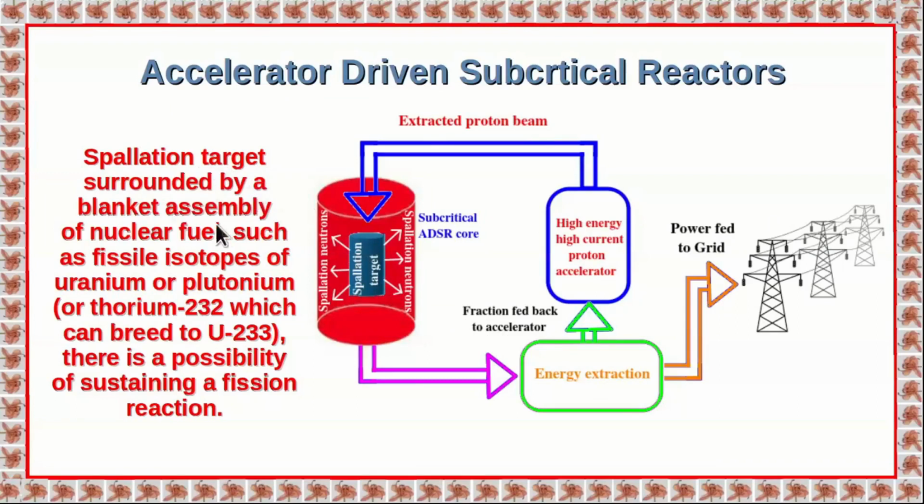This will be surrounded by a blanket assembly of nuclear fuel, such as fissile isotopes of uranium or plutonium or thorium, which can be bred to uranium-233. In this way, there is a possibility of sustaining a fission reaction. Basically, we have the high energy, high current proton accelerator, which supplies the accelerated proton beam, and when this falls on the spallation target, spallation neutrons are produced, and these bombard the nuclear fuel and produce fission and generate energy. This can be given to the grid for home consumption or industrial consumption, and a small fraction will be fed back to the accelerator for sustaining the accelerator.